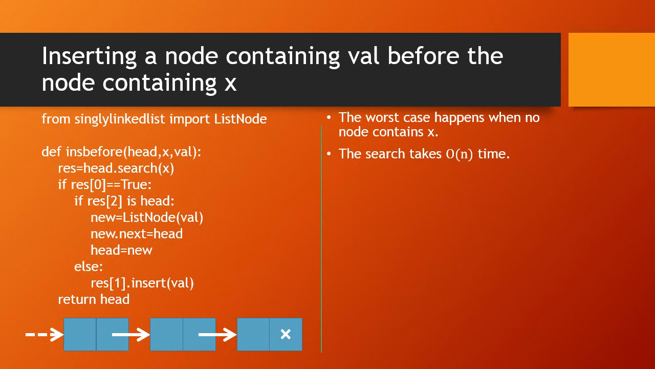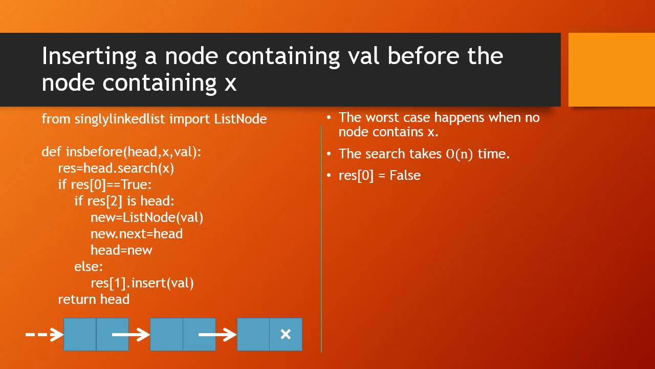And when it returns us the 3-element list, since there is no node containing x, res0 is false, which means that the condition of the first if is false. So nothing executes in the body of the first if. And then in the end, we return the head pointer as we received it. We make no changes to the singly linked list.